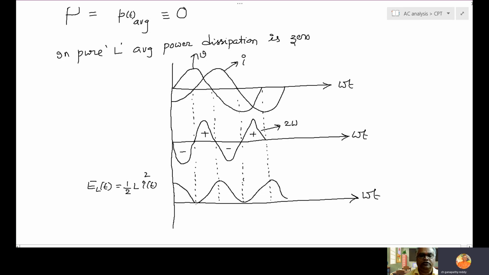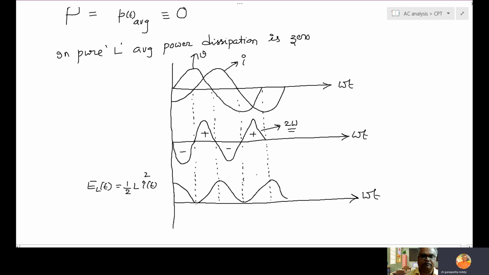So what are the points to be noted? First, current is lagging voltage by 90 degrees. Second point, instantaneous power frequency is double the input signal frequency. Third, average power dissipated is 0. Fourth one, energy in inductor varies sinusoidally. These are the 4 points you should remember.